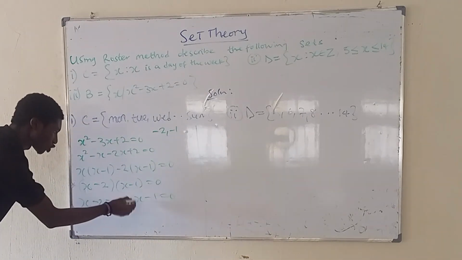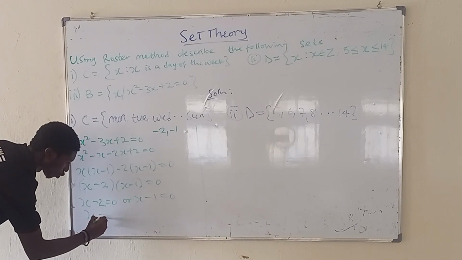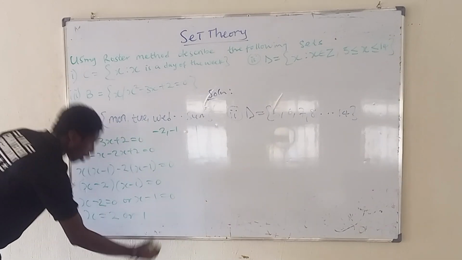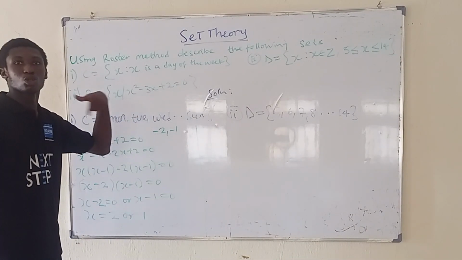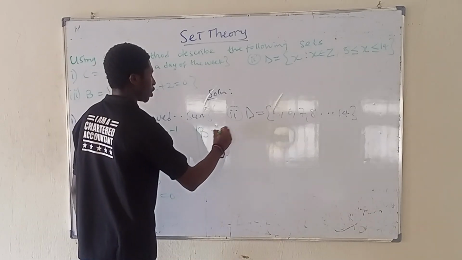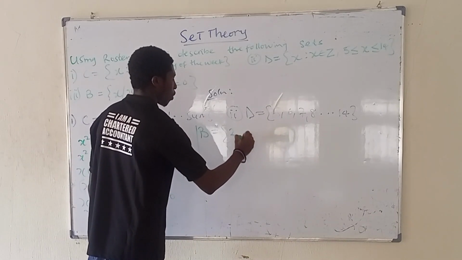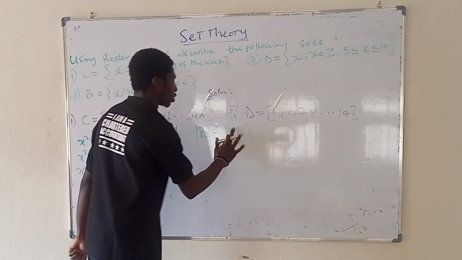So if these two crosses over, it will become a positive 2. So therefore x is equal to 2, or if 1 crosses over, it will equal to 1. So the roots of this equation are 2 and 1. So therefore, the set B in your roster method will be 2, 1. Or if you decide to start with 1, 2. Let's do it that way.